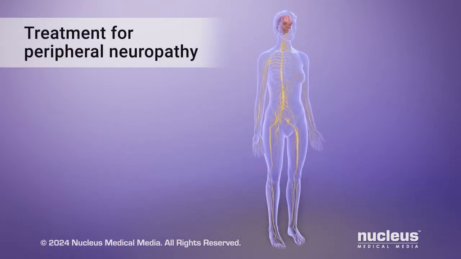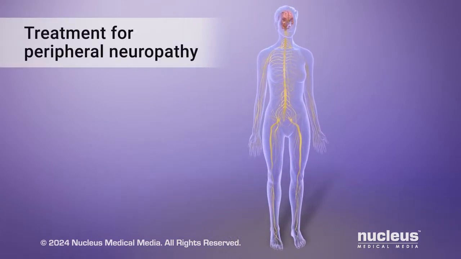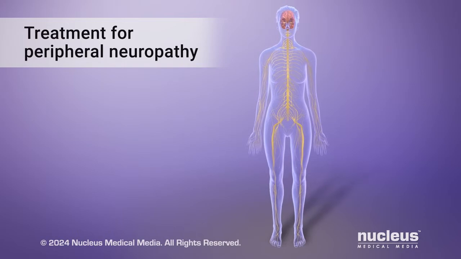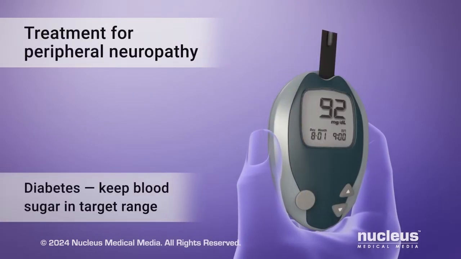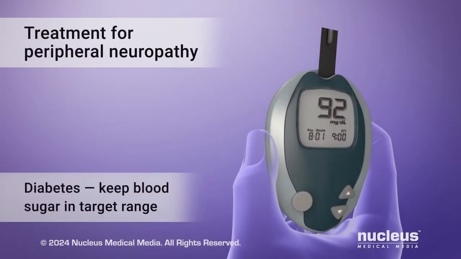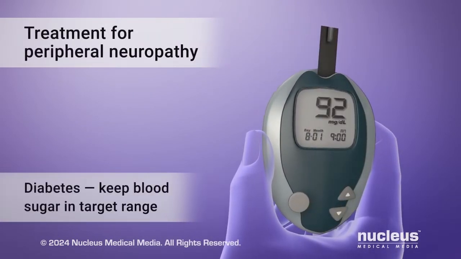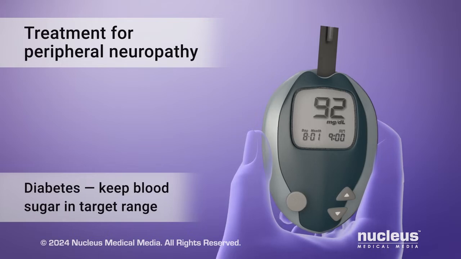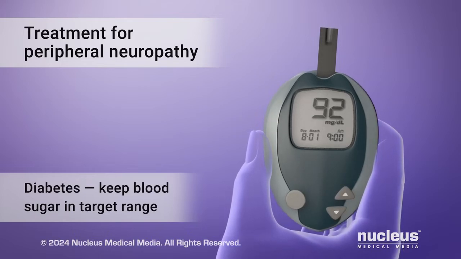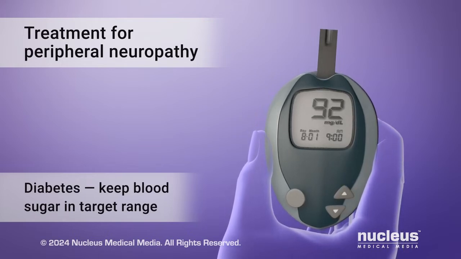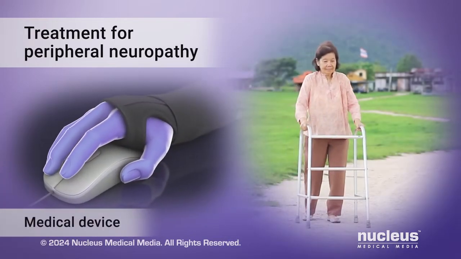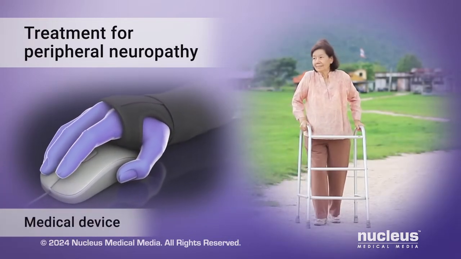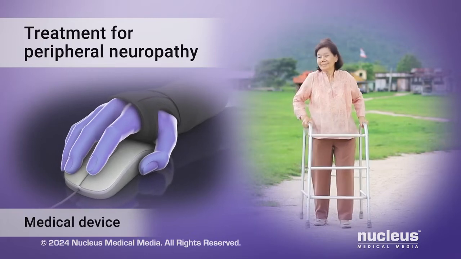Treatment for peripheral neuropathy is based on what's causing it, if known. The goal is to reduce your symptoms. For example, if you have diabetes, you will need to keep your blood sugar as close to your target range as possible. This will help prevent or slow the progress of nerve damage. You may need to use a medical device, such as a brace, cane, or walker, to help improve movement and prevent complications.